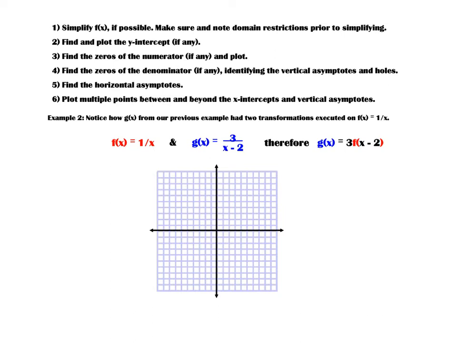Okay, so I just wanted to note, forgot this, but in example 1, this is just a transformation on the parent function of 1 over x. So you'll notice here that g of x is a vertical stretch, right? It's been multiplied by a factor of 3, and it's been shifted right 2 units, right? So if I took the graph of 1 over x, which everybody should be very comfortable with.